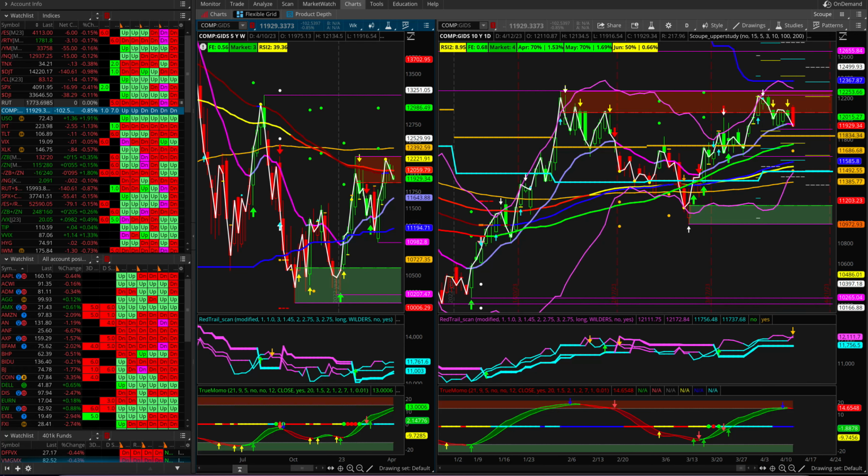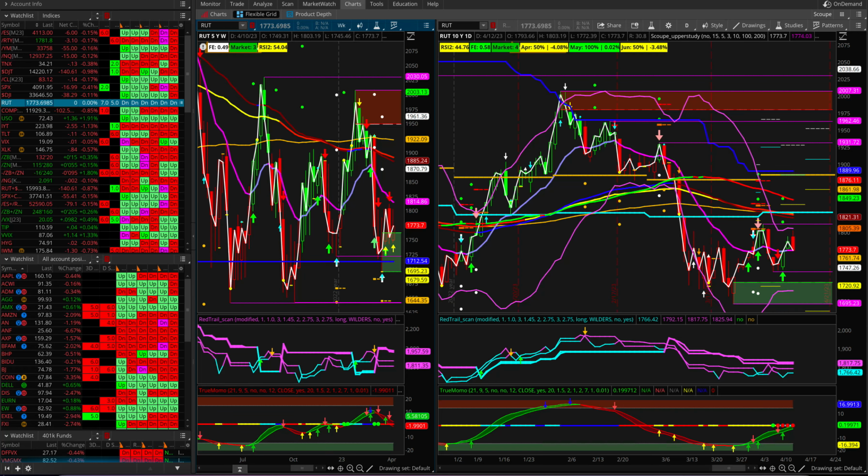So here's the Russell, which has flattened by now. It's after 8 o'clock Eastern Standard. We got a red candle, but really the most recent action is a buy signal on the true Momo indicator. We got a sell indication now on the weekly. If this thing's going to fail, it's going to fail soon, and it's going to fail down here.